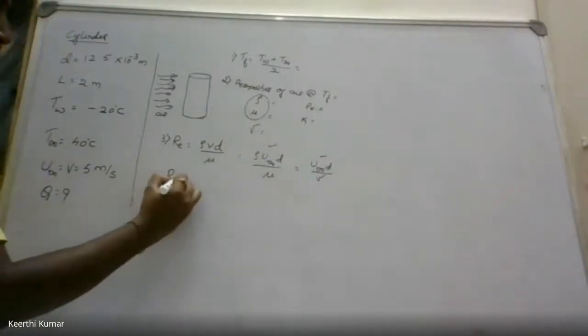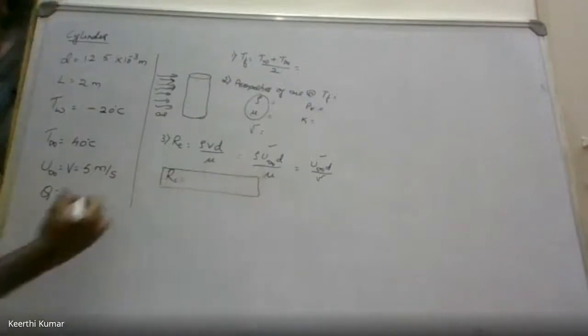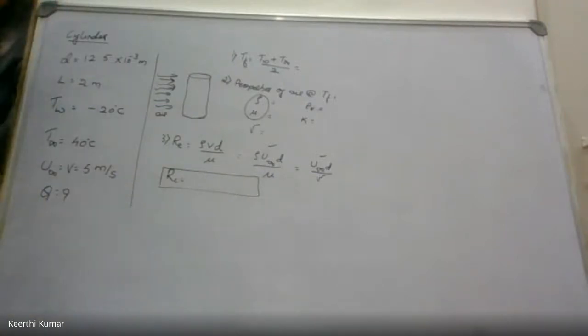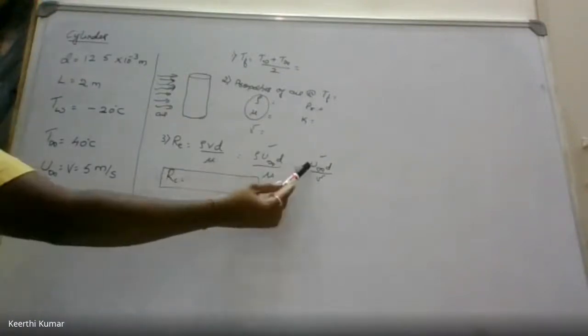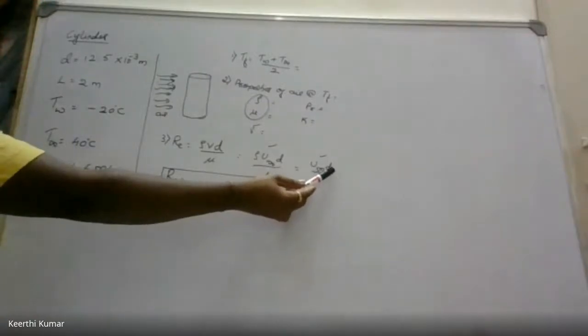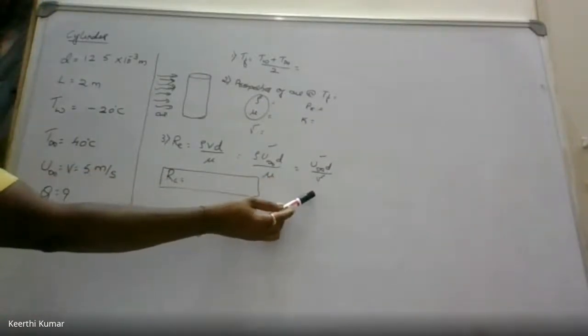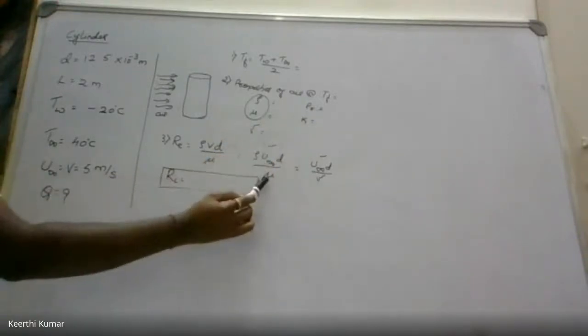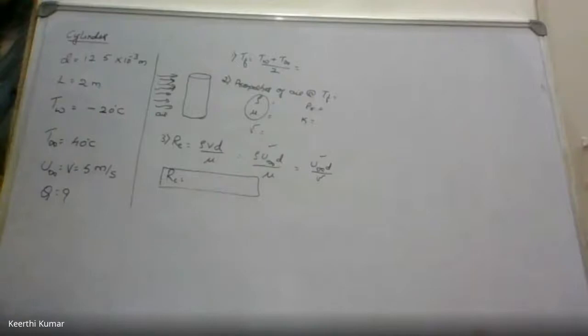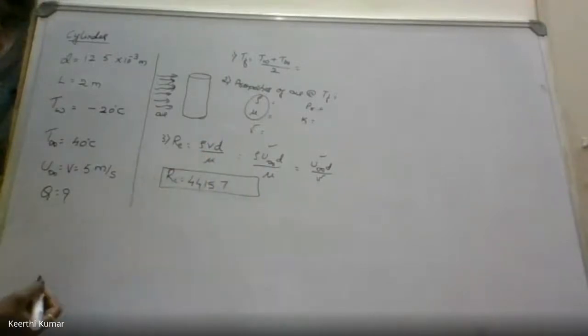Tell me the answer of Reynolds number. And many of you have not submitted the assignment 2. I don't know what is the reason. So for this, U infinity is 5, diameter is 12.5 to the power of minus 3. Kinematic viscosity, we'll get from here. Or we can substitute rho V D by mu. That is also okay. Anybody got the answer? So it's 4415.7. That is the Reynolds number.